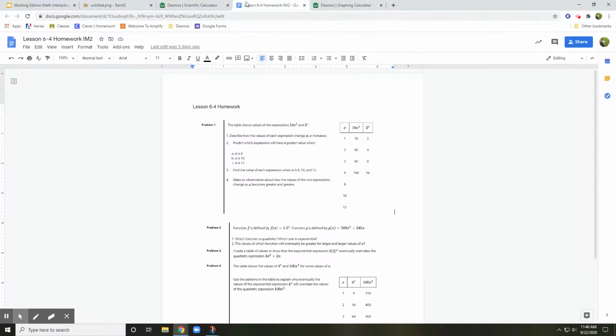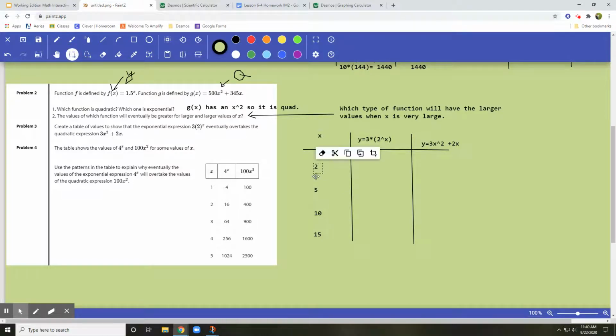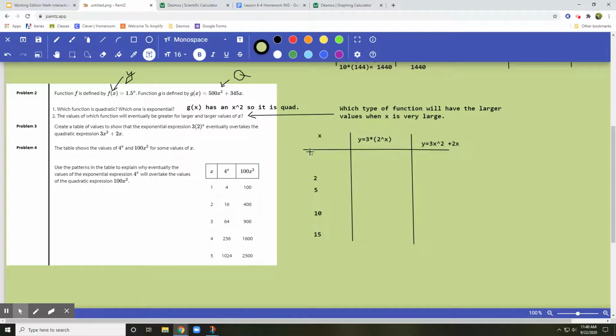So maybe if we want to show that it overtakes it, now that I graphed it and looked at it, we should go ahead and show maybe that at 1, it doesn't overtake it. I'm going to do one with you, and then you can go on to do these yourself, all right? And you can build your own table.